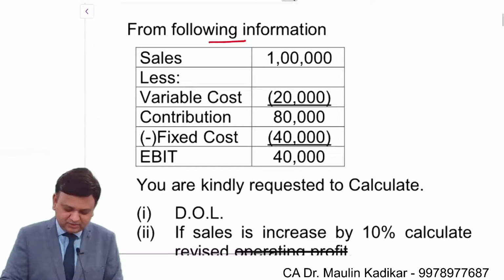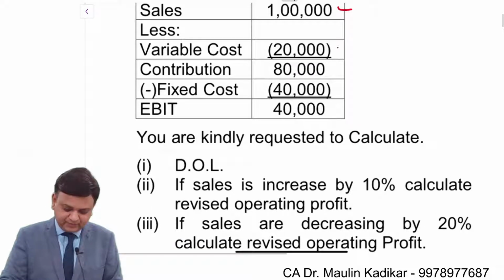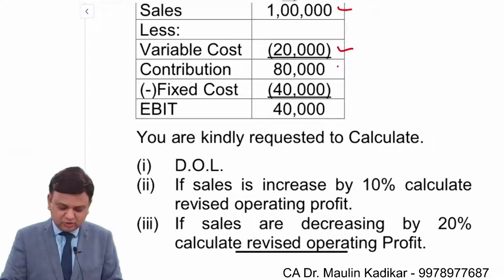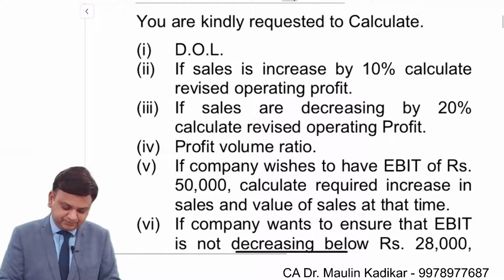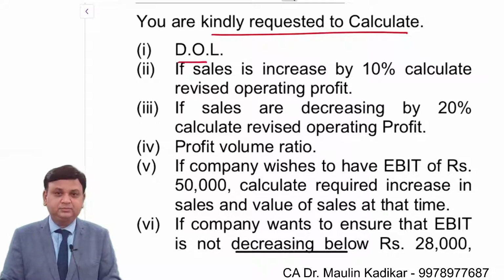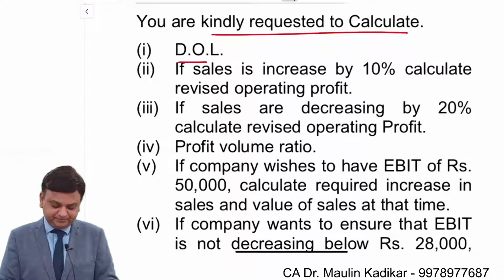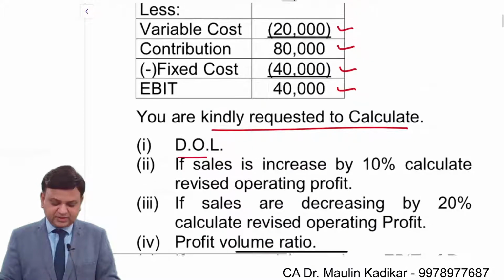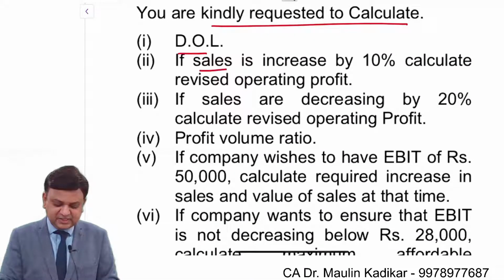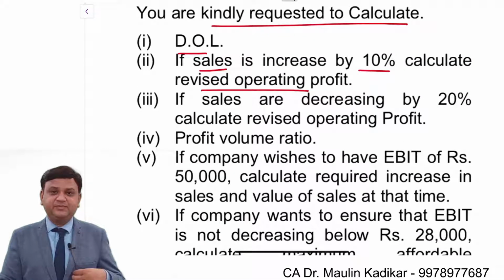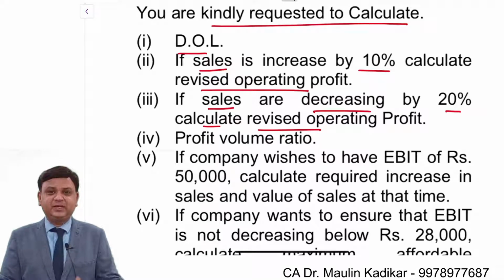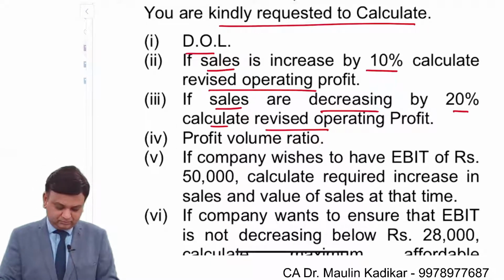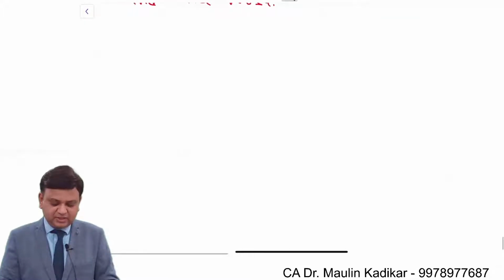From the following information, sales is given 1 lakh, variable cost is 20,000, contribution is 80,000, fixed cost is 40,000, operating income is again 40,000. You are kindly requested to calculate DOL, degree of operating leverage, and so on. Further, if sales increases by 10%, calculate revised EBIT. If sales reduces by 20%, calculate revised EBIT, and so on. So let us start calculating the answer.